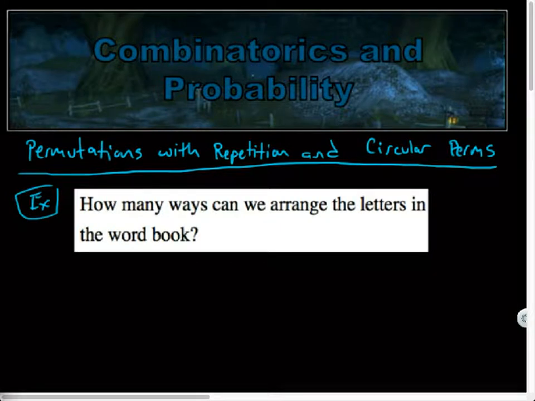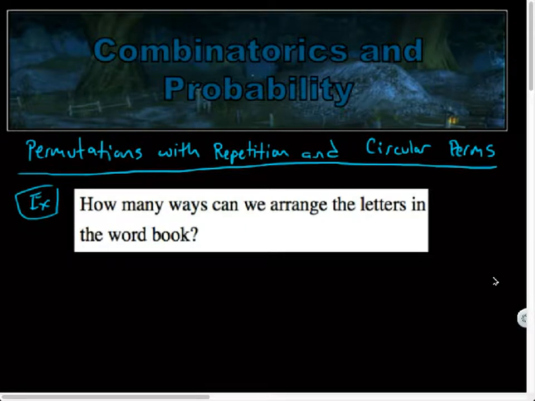Friends of all ages, permutations with repetition and circular perms. That's right, I just called it like permutations. And actually the coolest thing about this title is that this title has repetition within it because it started with permutations and it ended with permutations. How crazy is that?